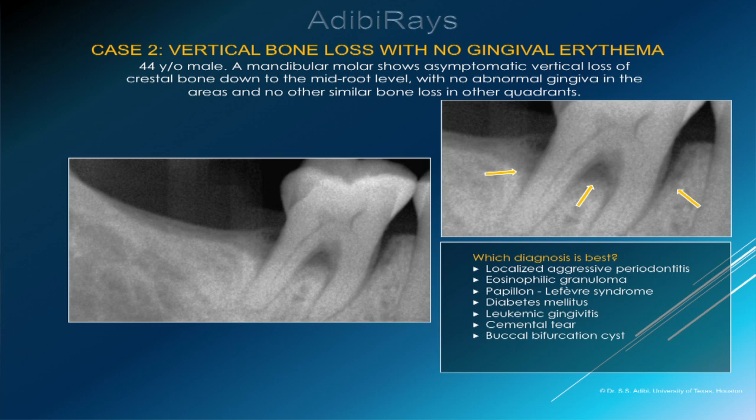Is it localized aggressive periodontitis? Is it eosinophilic granuloma, Papillon-Lefèvre syndrome, diabetes mellitus, leukemic gingivitis? Is it segmental tear, buccal bifurcation cysts?